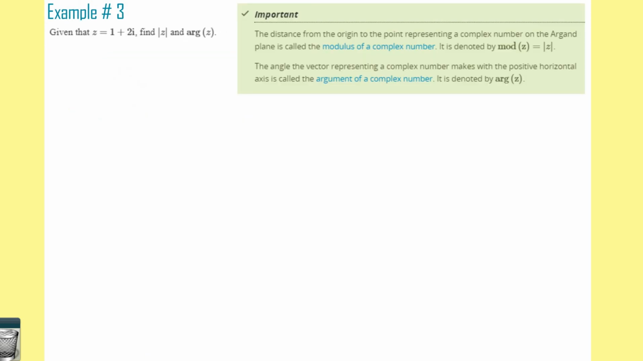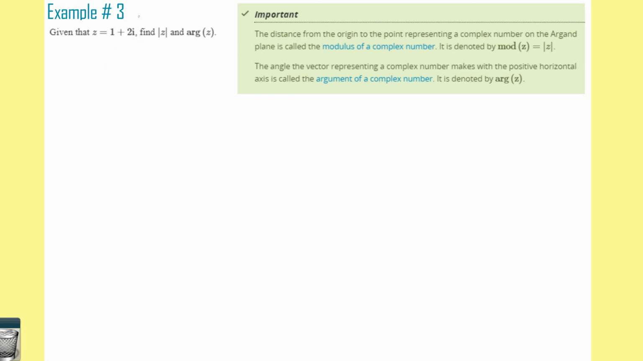Okay, so given that z is this, find the modulus of a complex number and the argument of a complex number. The modulus is just a fancy way of saying the distance. Okay, so the distance is the absolute value. So the absolute value of a complex number is the distance. All right, and the angle, or how long that vector is, here the angle is called the argument of a complex number. Okay, so let's do this.